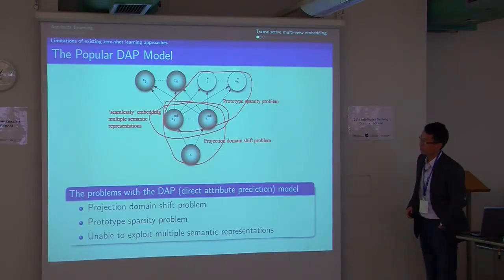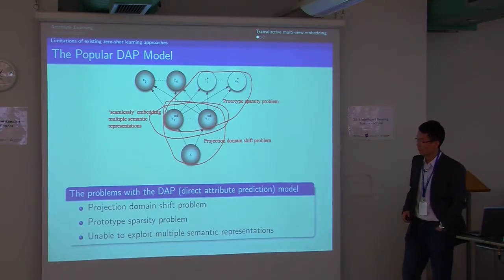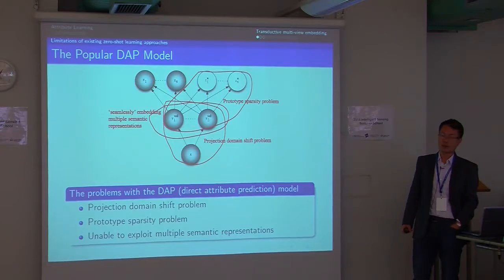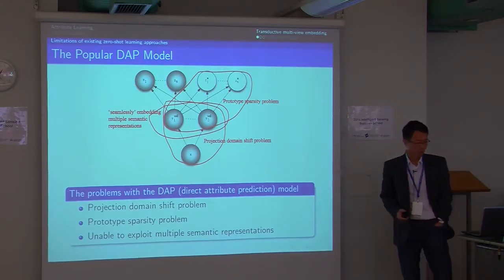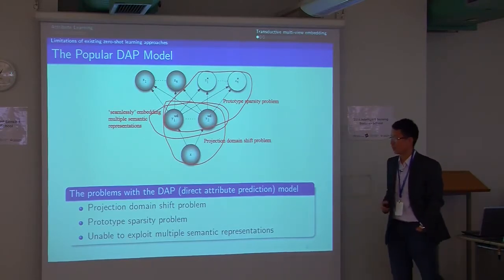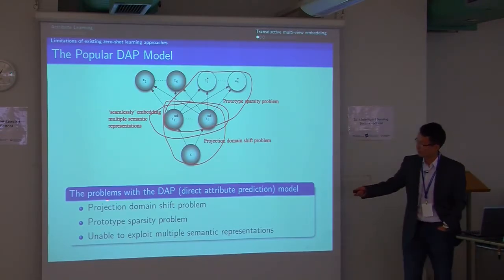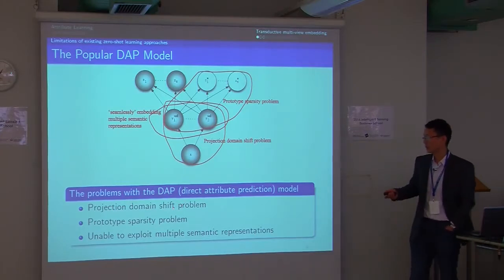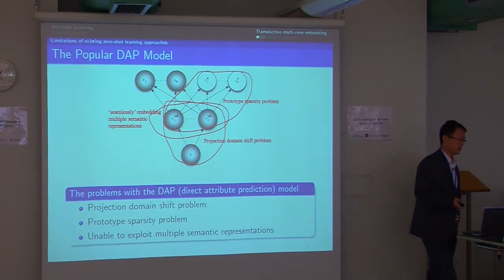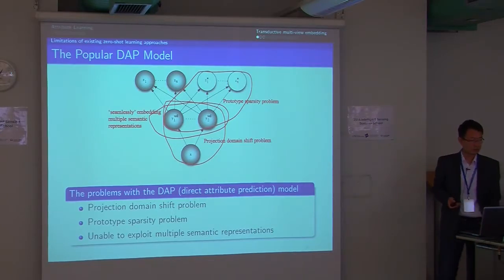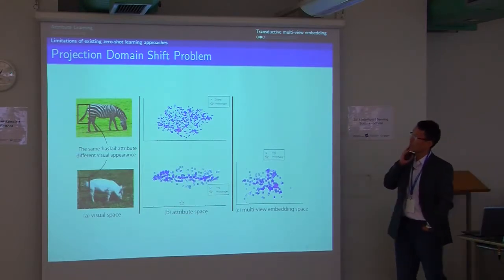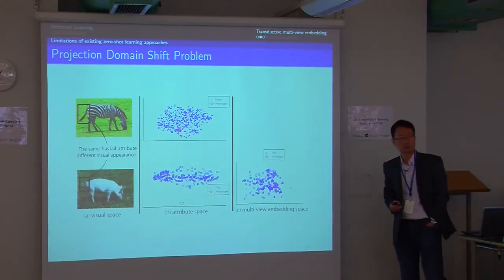So what is the problem with DAP, direct attribute prediction? We identify 3 problems, for which I will give a more detailed explanation in the slides that follow. The first problem is the projection domain shift problem. The second problem is the prototype sparsity problem, and the third problem is the lack of ability to explore multiple semantic representations.